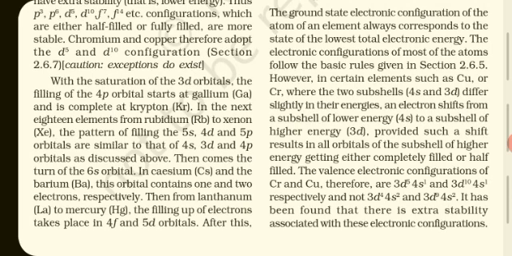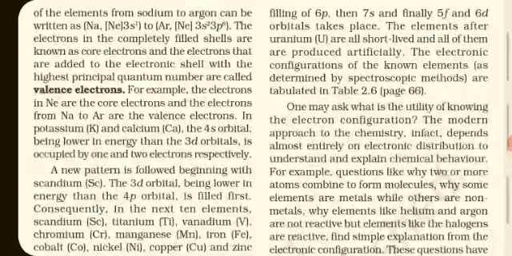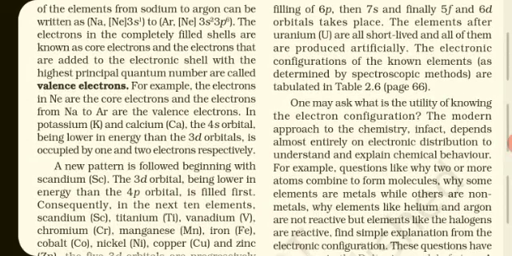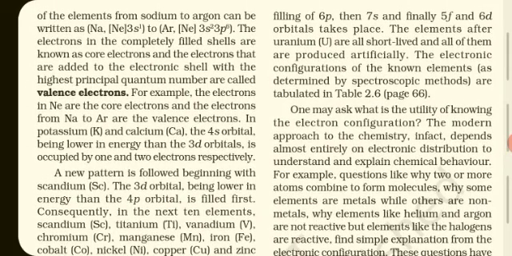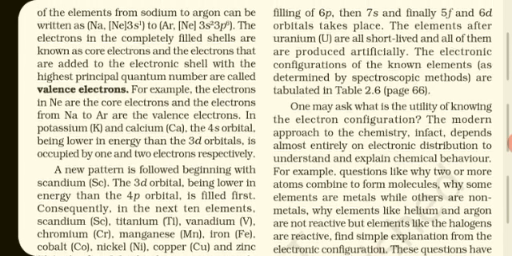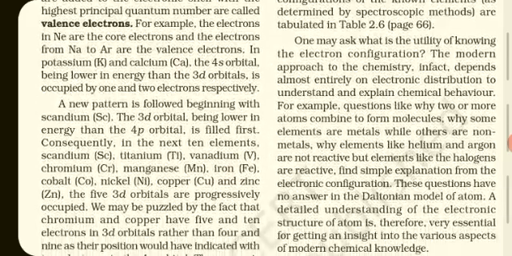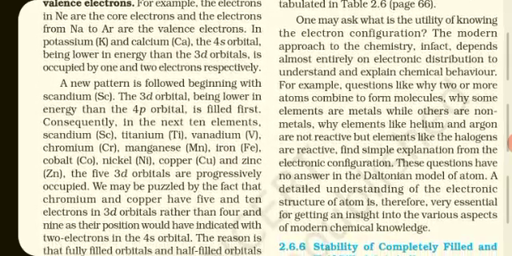Then from lanthanum to mercury, the filling of electrons takes place in the 4f and 5d orbitals. After this, the filling of 6p and then 7s and then finally the 5f and 6d orbitals takes place. The elements after uranium are called short-lived, and all of them are produced artificially, that is, they are prepared in a chemical lab. The electronic configurations of the known elements as determined by the spectroscopic method are tabulated in table 2.6, page 66.